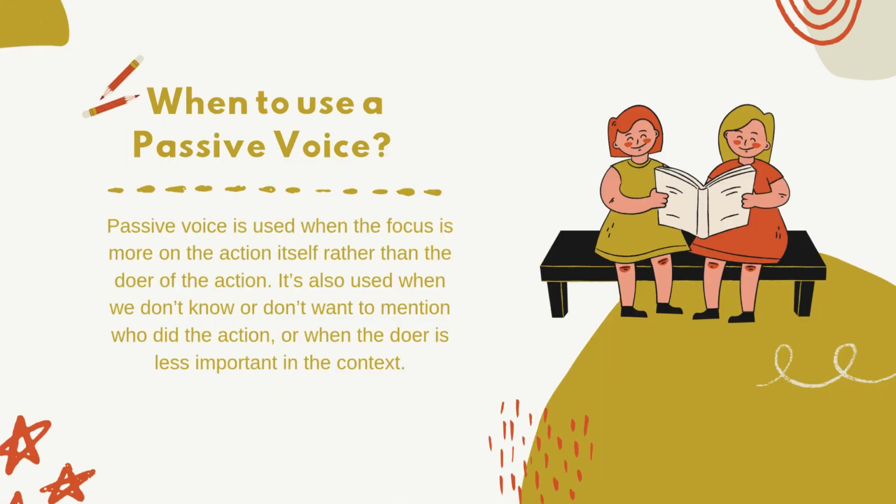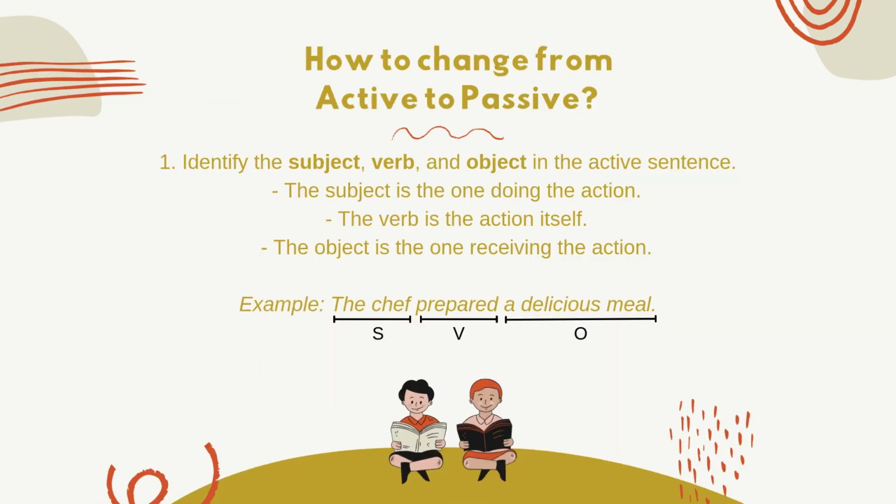When do we use a passive voice? A passive voice is used when the focus is more on the action itself rather than the doer of the action. It's also used when we don't know or we don't want to mention who did the action, or when the doer is less important in the context. How do we change from active to passive? Let's start by step number 1.